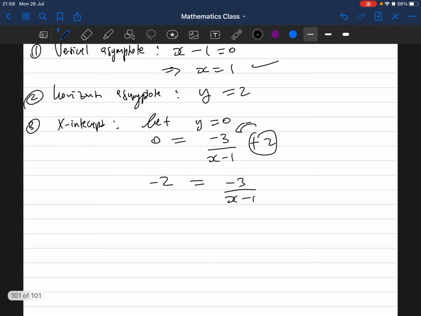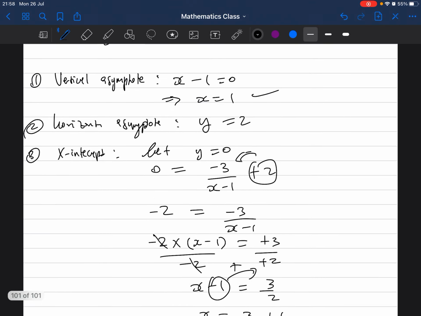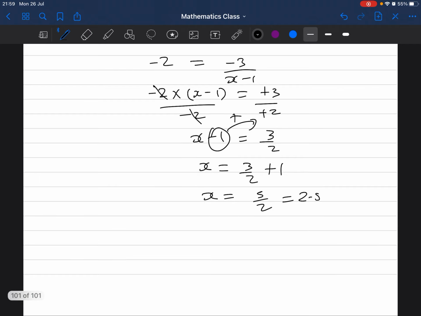And then from here you can cross multiply. So you're gonna have -2 times x minus 1 equal to -3. You can divide by -2 on both sides. So this and this will cancel, so you have x minus 1 is equal to -3 over -2, which is positive 3 over 2. And then take -1, put it on the other side, becoming positive 1. So you're going to have x equal to 3 over 2 plus 1. So your x will be 5 over 2, which is 2.5. Okay. So now let's try and draw this.